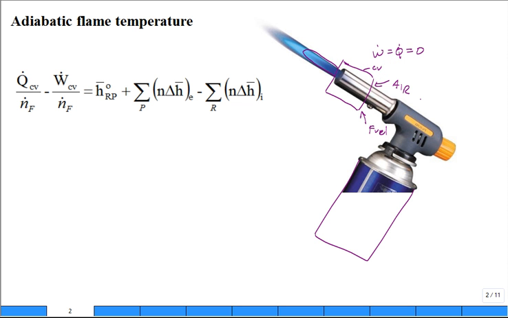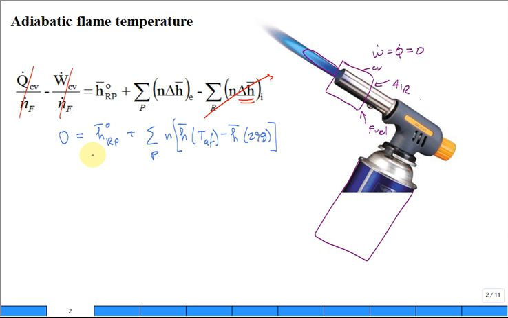And if we apply the first law of thermodynamics to that system, this term is zero, this term is zero. If all of the reactants come in at standard condition, 25 degrees C, then the change in enthalpies are zero, and so we're left with two terms. So the energy balance equation says that zero is equal to the standard enthalpy of combustion plus the sum over all the products, N times the enthalpy at the adiabatic flame temperature minus the enthalpy at 298 Kelvin.